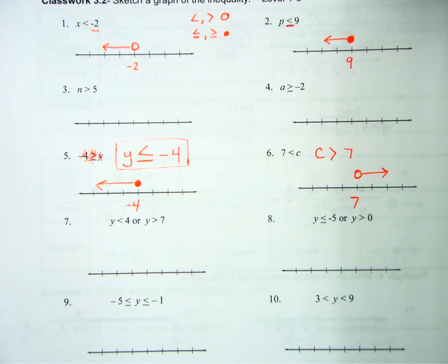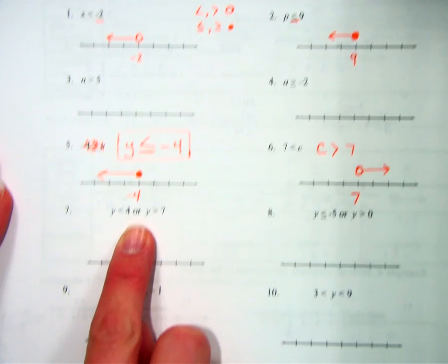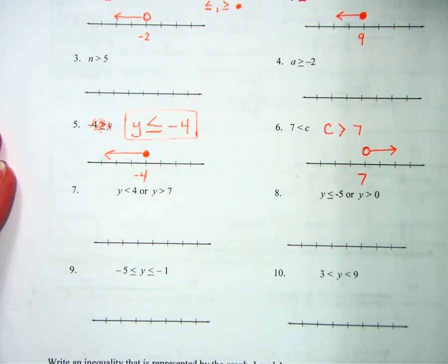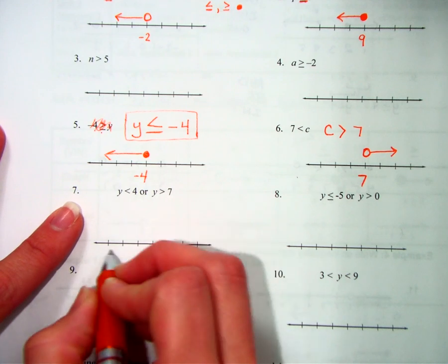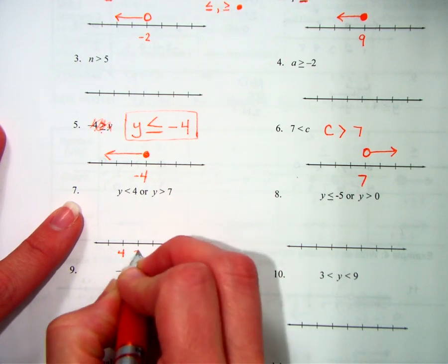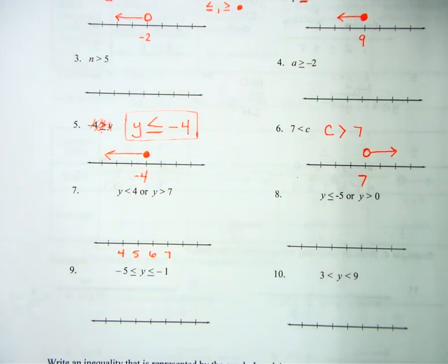Okay, now let's talk one more time about 7 and 9. I saw most of you had these correct, but let's just make sure for 7 and 9. Let's talk about those together. We said yesterday, if it says OR, you are just putting two things on one graph. So for number 7, you should have a number 4, 5, 6, 7. You're going to write all of those numbers down. So I go 4, 5, 6, and 7. So we're doing this one right here. 4, 5, 6, and 7, because there's a 4 and a 7.